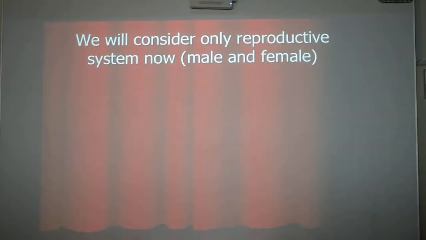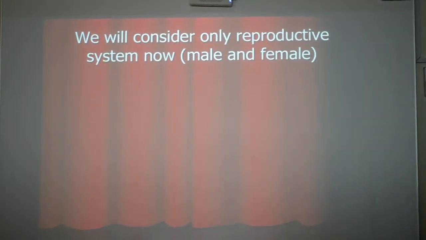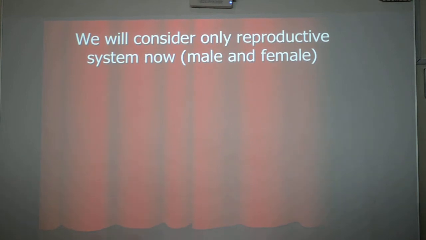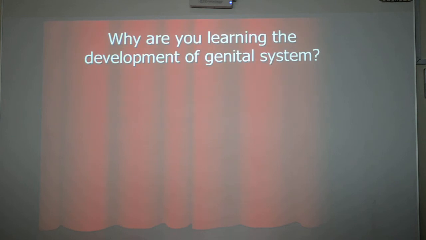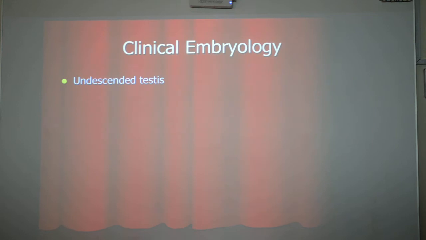That we'll consider only the reproductive system, that is the male and the female. I'm doing it together again within the 33 slides, okay? It will be very easy for you to understand. And while you are learning the development of the genital system, clinical embryology starts from the very outset, the undescended testes, okay? Many of the diseases I will be putting over here. You may not have the prior knowledge of that, but you will be learning with me in the next one, and some today itself.